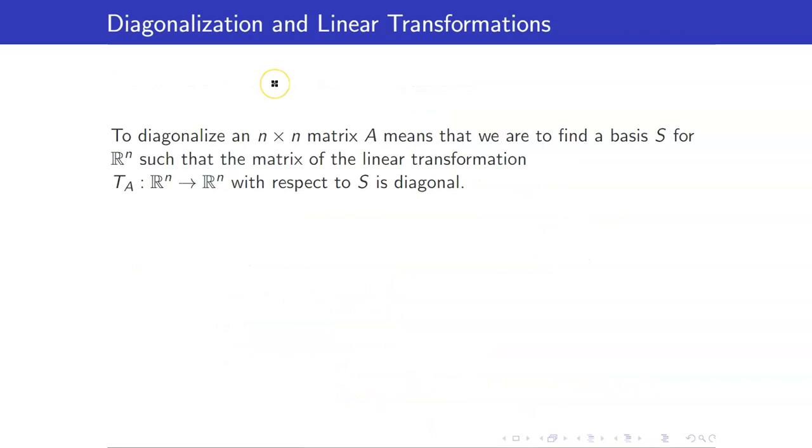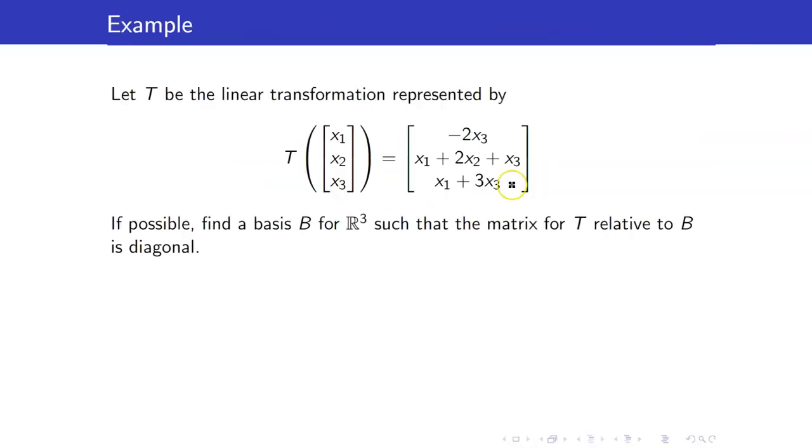Let us consider the diagonalization of matrices and linear transformations. To diagonalize an n by n matrix means that we are to find a basis for Rn such that the matrix of the linear transformation T_A with respect to this basis is diagonal. So for example, let T be this linear transformation represented by this. Let us find a basis for R3 such that the matrix for T relative to B is diagonal. This is just saying that we want the matrix representation of T to be diagonal.